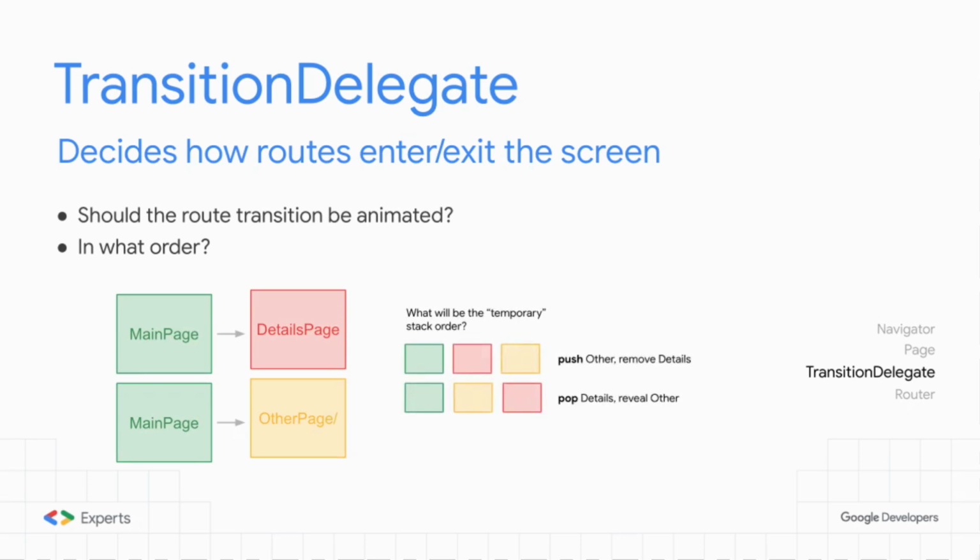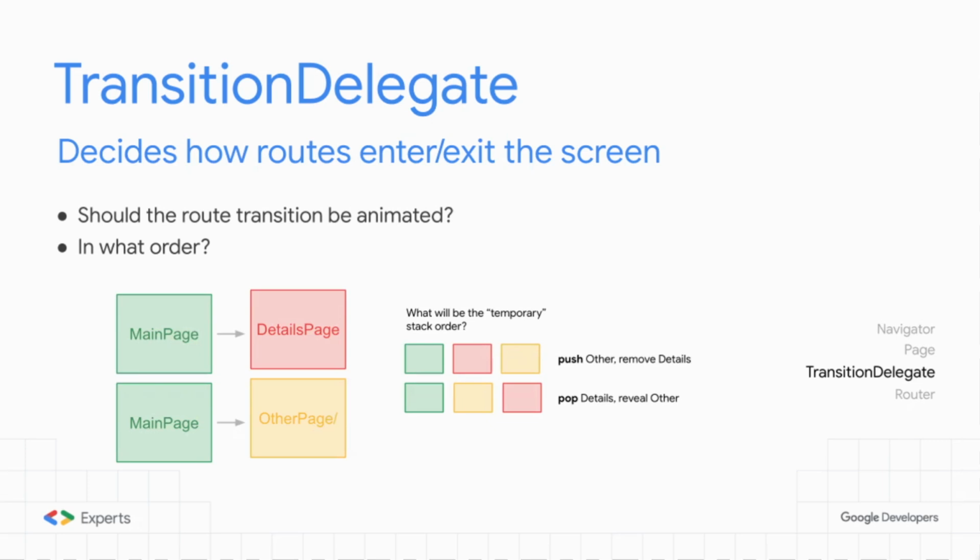The first option is that the yellow page will be pushed on top of the red page, and the red will be discarded. The other is that the red page will remain on top, and we'll just push the yellow page underneath and then pop the red page. By default, you cannot easily say what will happen if you change this navigation stack.